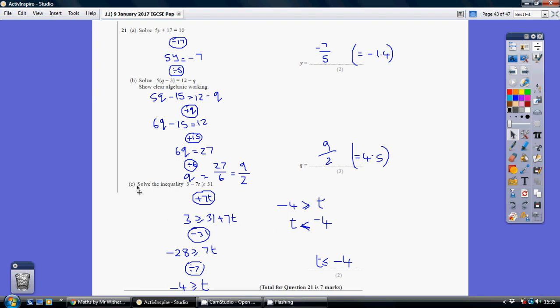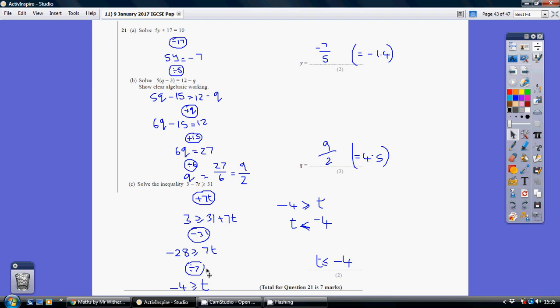Now for part C, I think it's always wise in these inequalities to try and make the t term positive, whatever the letter term comprises. So I think it's a sensible opening start to choose to add 7t to both sides, then to take away 31, and then to divide by 7.